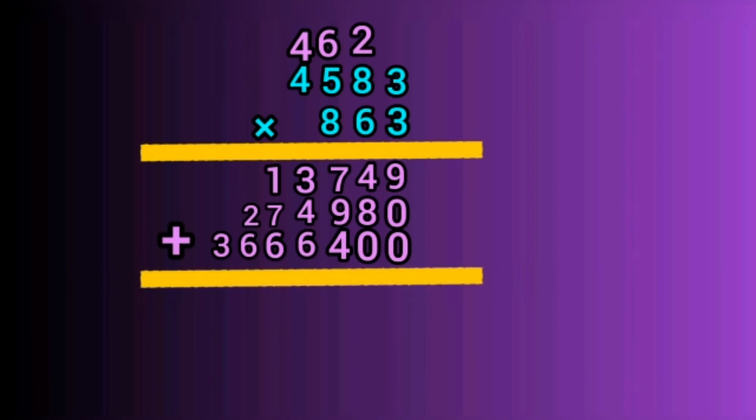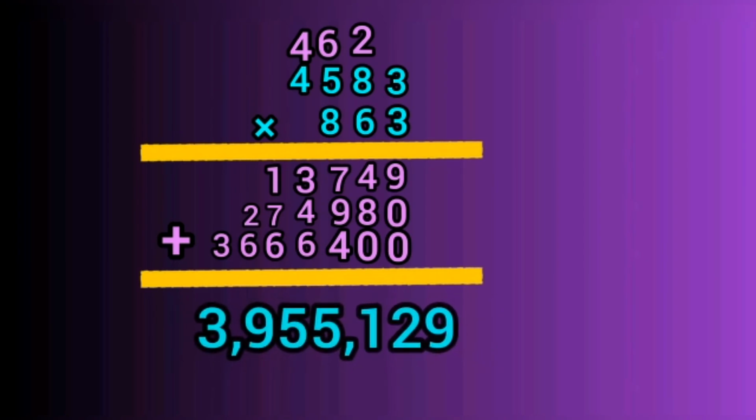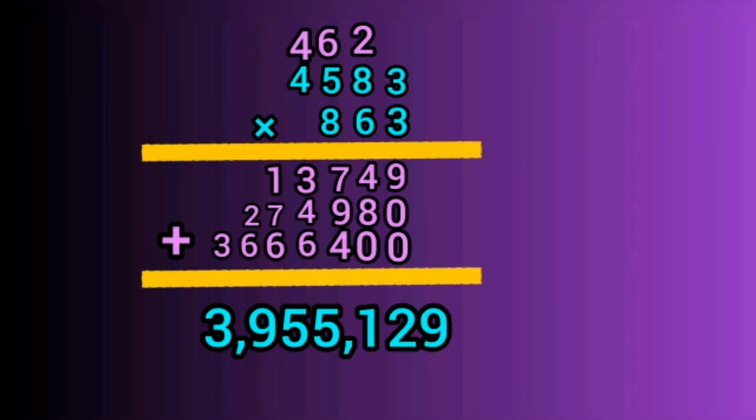groups. 13,749 plus 274,980 plus 3,666,400. So the answer is 3,955,129. Excellent! We solved this problem. And continue the same to the other digits as well, like 4 digits, 5 digits, etc.